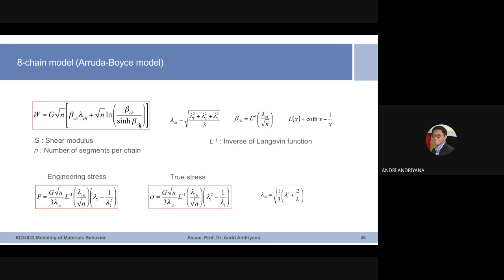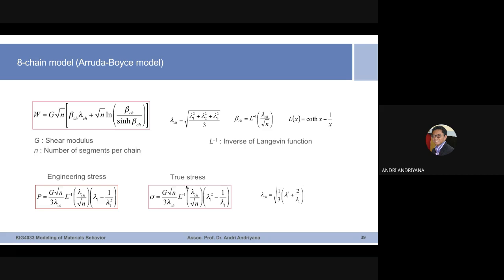If we do a similar process to calculate engineering stress and true stress in the case of uniaxial extension, then these are the final expressions. For engineering stress, you still have terms similar to neo-Hookean, and you have G, but in addition you have all these additional mathematical terms. Similarly for true stress, you have a form similar to neo-Hookean, with G, but in addition you have other terms there.